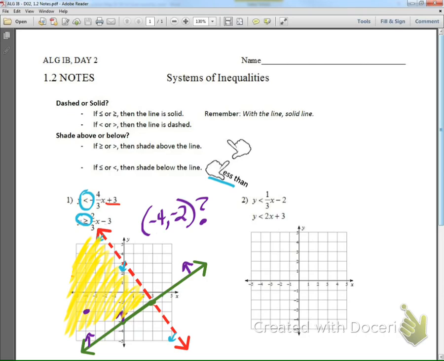Alright, let's try graphing another system of inequalities. Looking at problem number 2, let's graph the first inequality. We call it an inequality instead of an equation. The y-intercept is -2, so I'll plot that point there. Using the slope of 1/3, I will rise 1 and run 3. Which way do we run? To the right. Always run right.